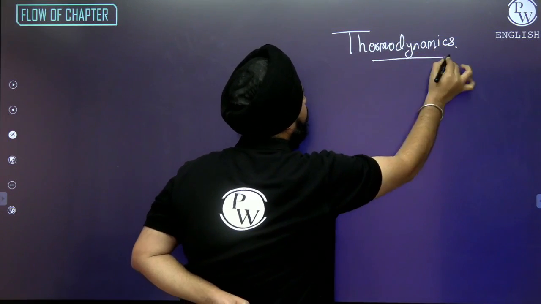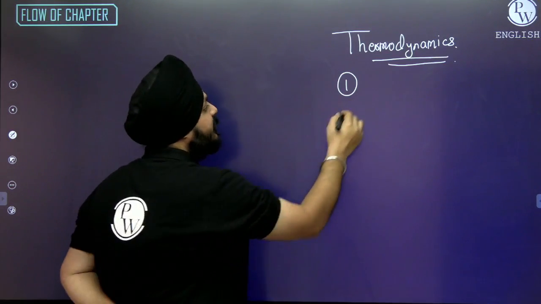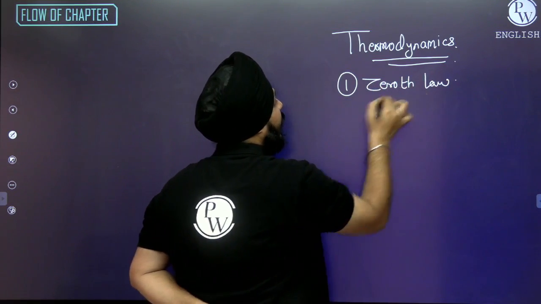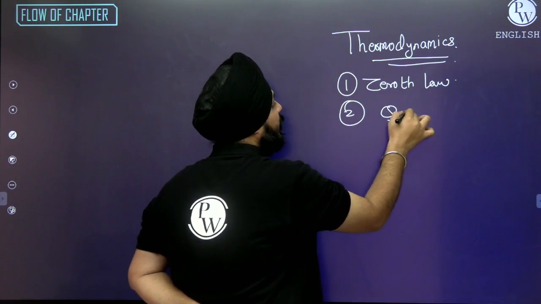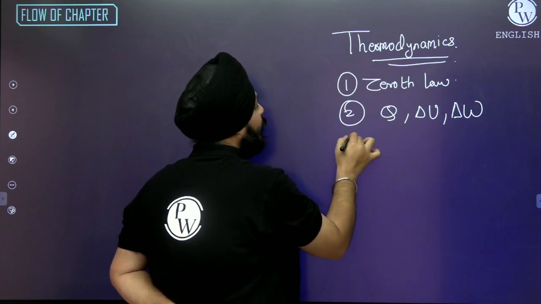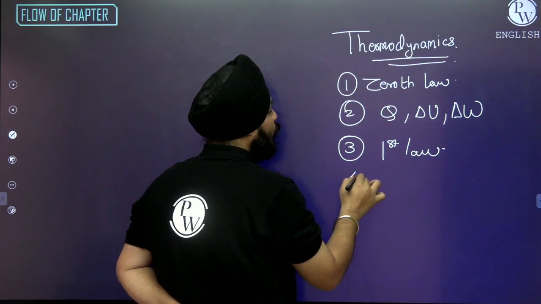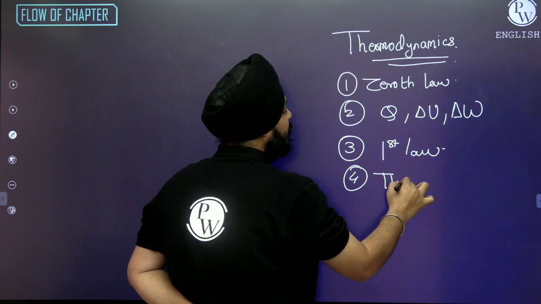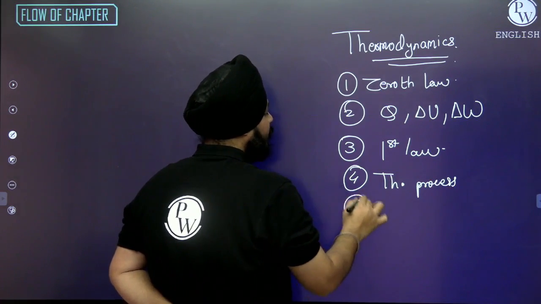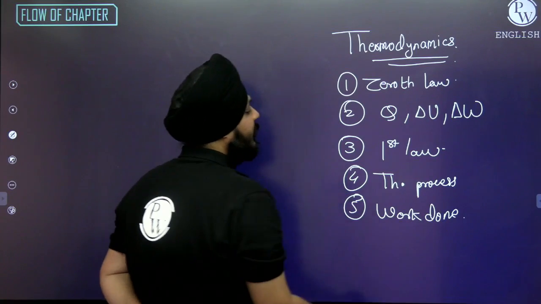If I'm talking about thermodynamics, then there are enormous concepts. The first one, we used to discuss the zeroth law of thermodynamics. After that, we used to discuss the definition of what is delta Q, what is delta U, and what is delta W. After that, the first law of thermodynamics. After that, the thermodynamic processes, like isobaric process and everything. After that, the work done for all of those processes and the relevant graphs.